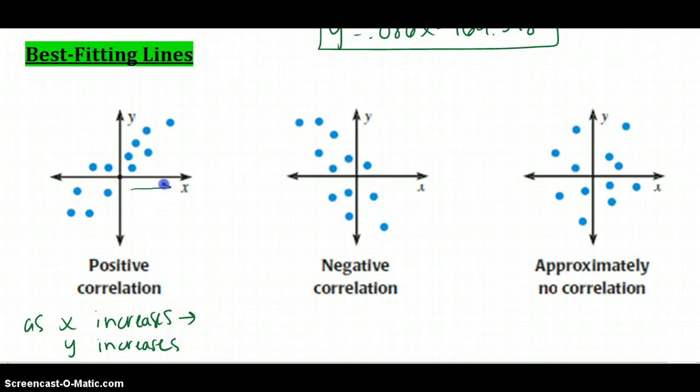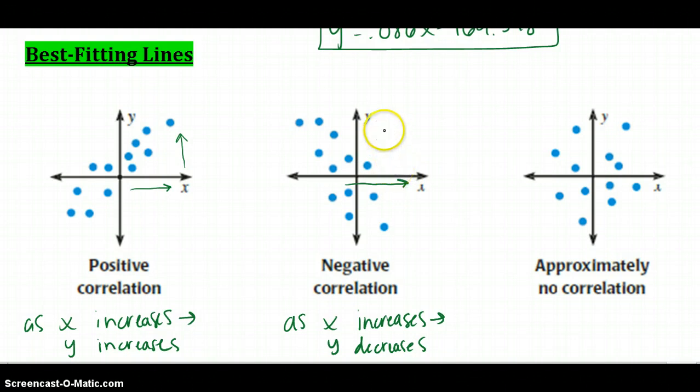So as my x values go up, you can see that my y values go up in the positive direction. Then the negative correlation is as x increases, the y values decrease. So as we look at our x getting bigger this way, we see that the y's aren't going up anymore, now they're going down. So as x increases, the y decreases. And if there's no correlation, your dots are just all over the place. There's no real correlation at all.